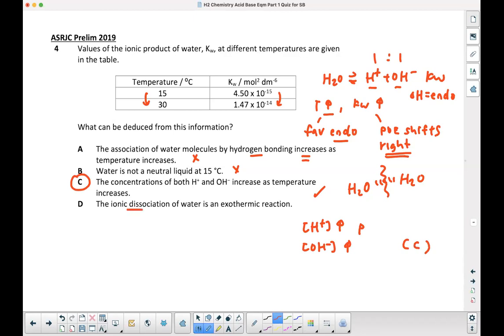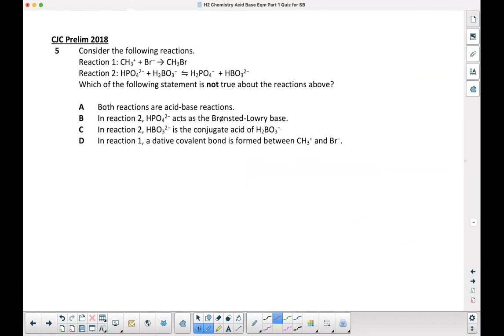And of course, this is wrong, right? We just proved that this was endothermic. Okay, let's try question 5. Okay, let's look at this next question.